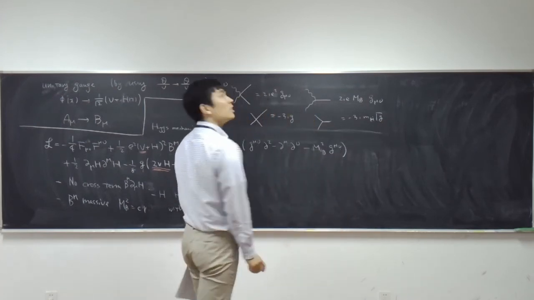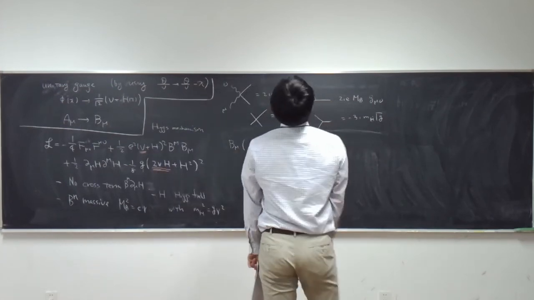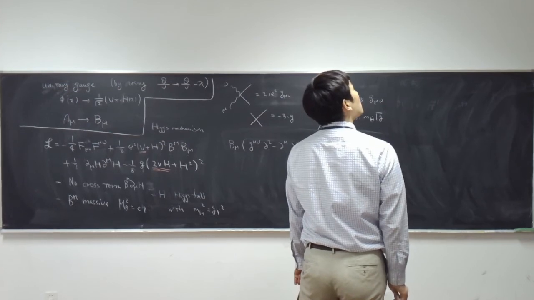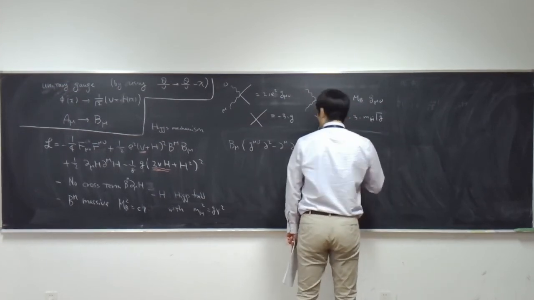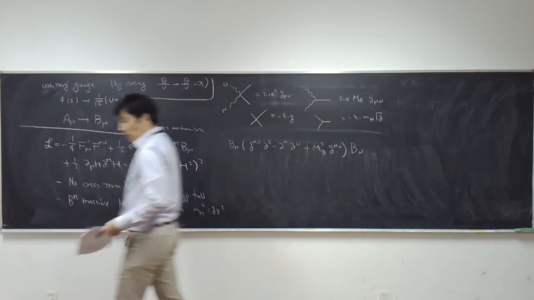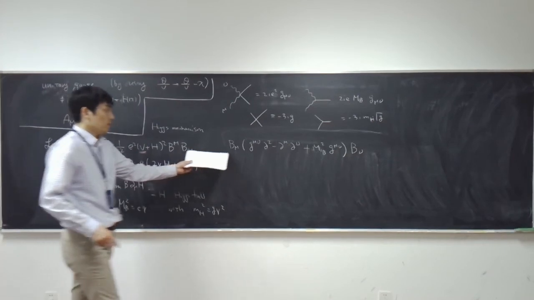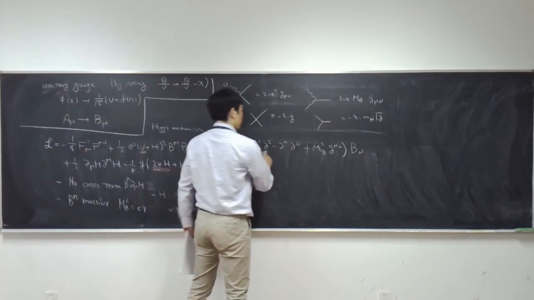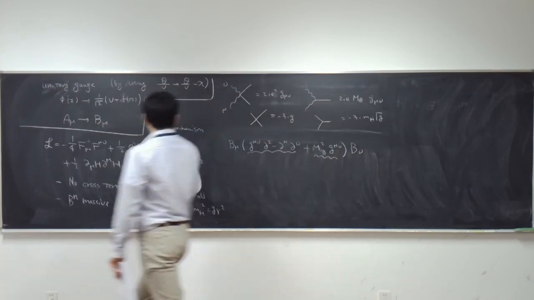Sorry, is the sign the same? I think the sign is... is it true? Let's see. Yeah. The relevant part for the kinetic term: this is the kinetic term for the B field, and in addition you have a mass term because of this one, because of here.